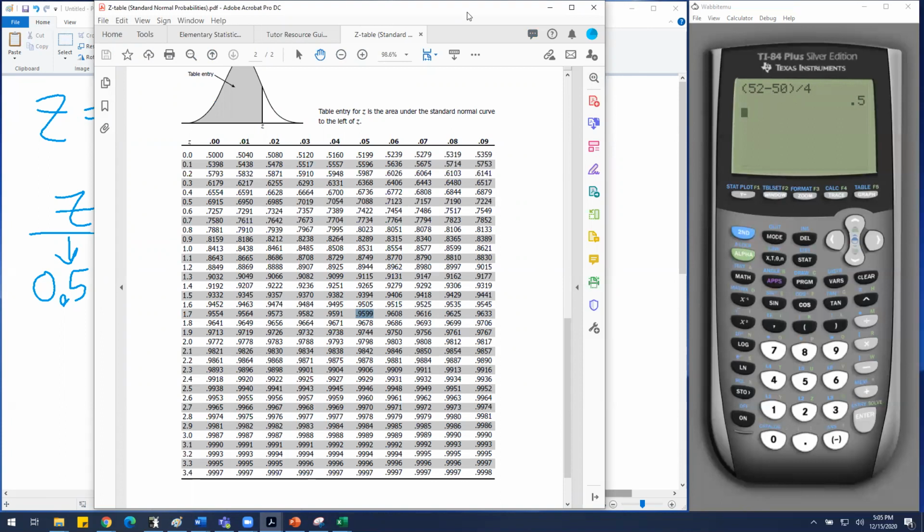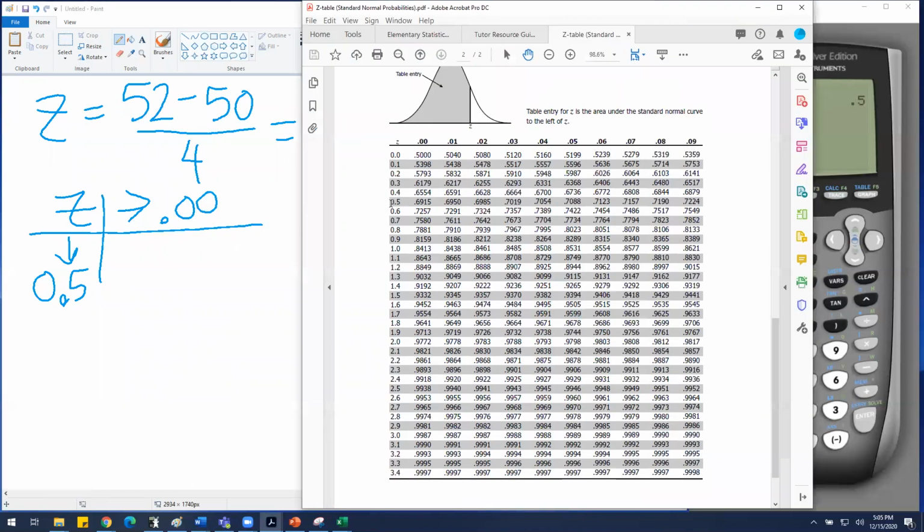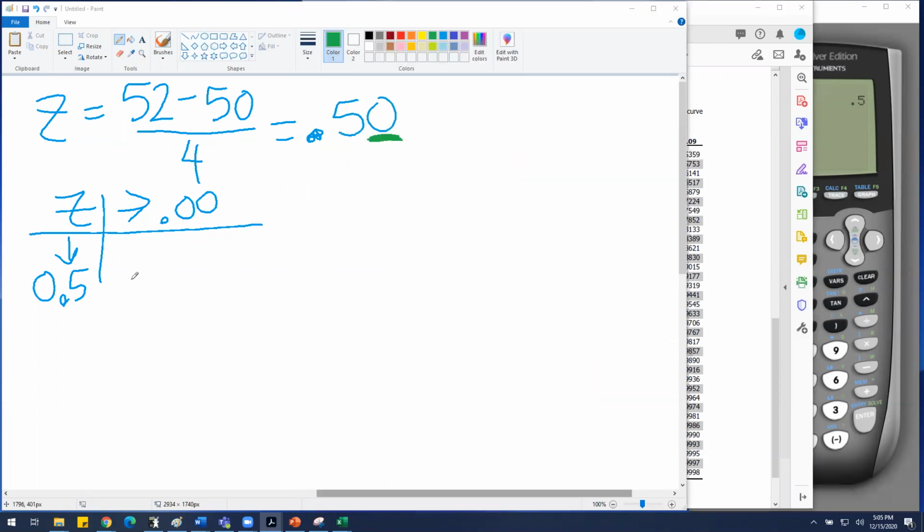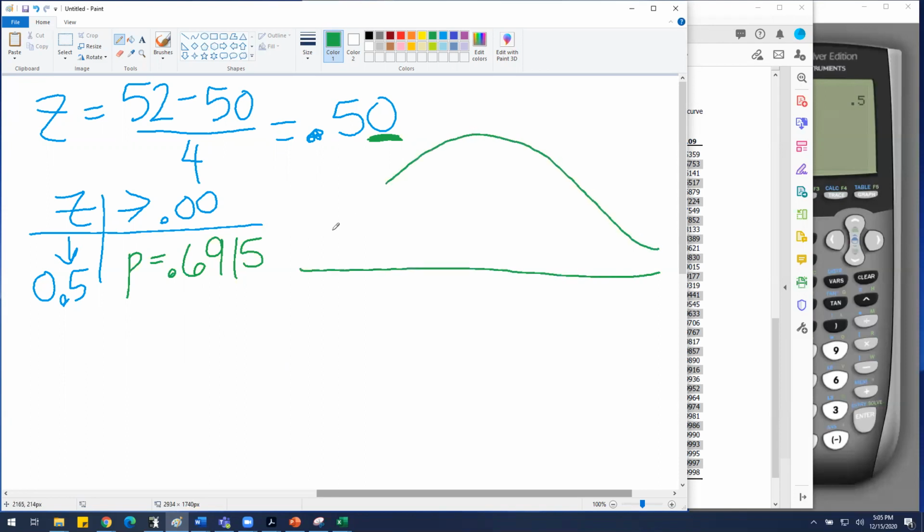So go down to 0.05, and then we want column 0, which is that first value, 0.6915. So your probability is 0.6915. Let's draw our picture. Mean in the middle.